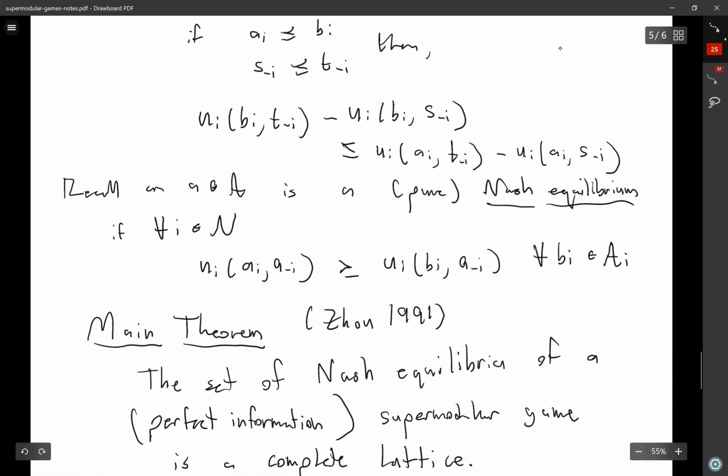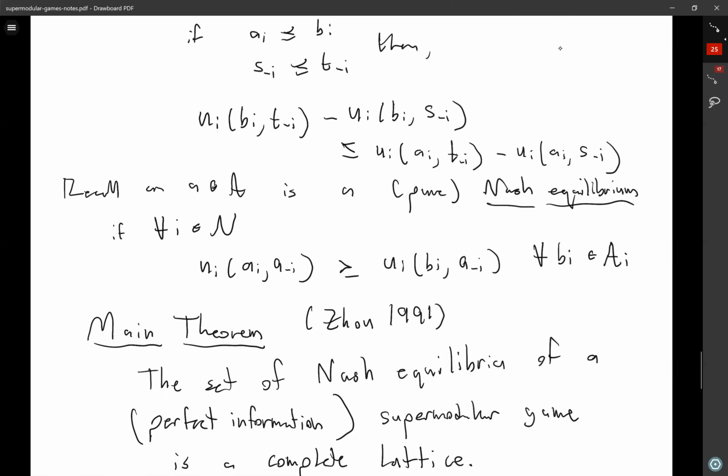Also, this looks like decreasing differences, like maybe a_i and b_i should be interchanged. Yeah, I think they should be. I think that's an error in my notes that I made up this morning.